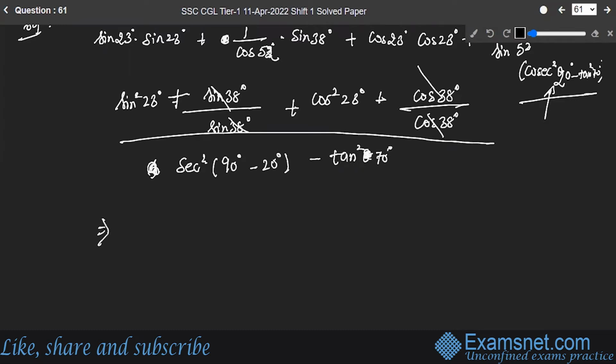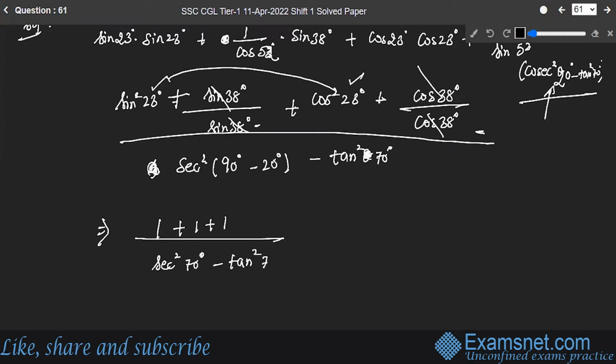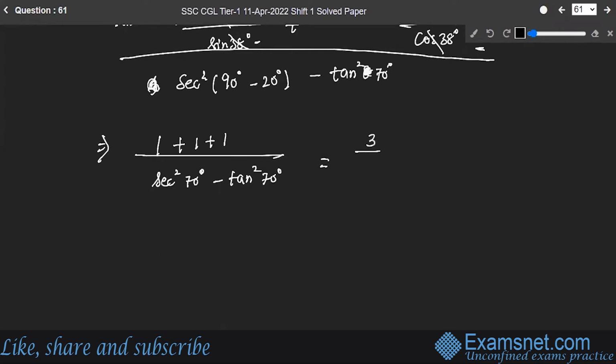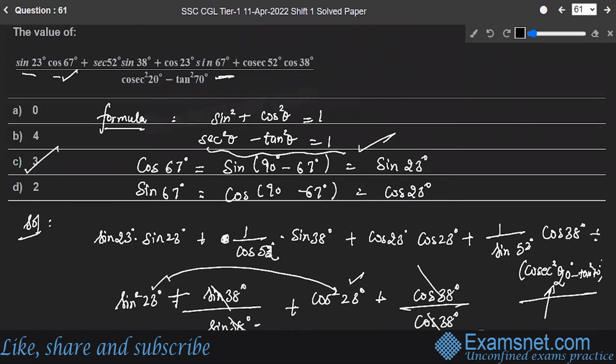Right? So this sine square 23 plus cos square 23 will make it 1. So here is 1, here is 1, and these two together will make a 1. This whole divided by secant square 70 degrees minus tan square 70 degrees, which is equal to 1, since secant square theta minus tan square theta is equal to 1. So I will fill in the values over here. This will be 3 upon 1, that is equal to 3. So the value of the given expression is equal to 3. This is the answer for the problem. Let's see the options. Option C is the correct answer for this question.